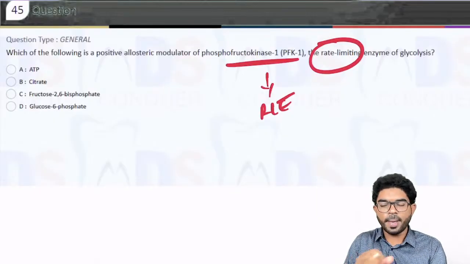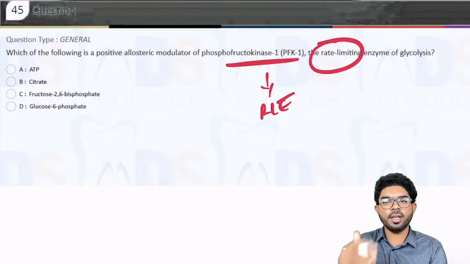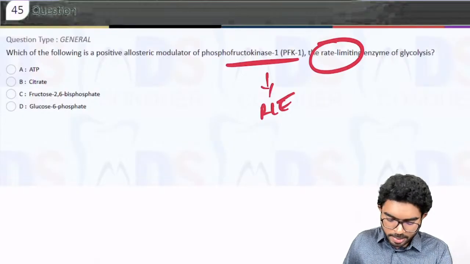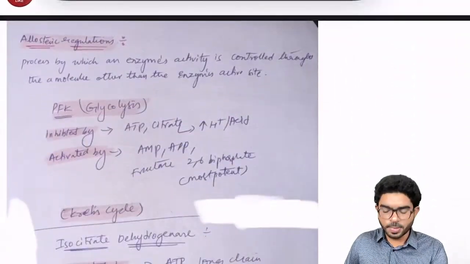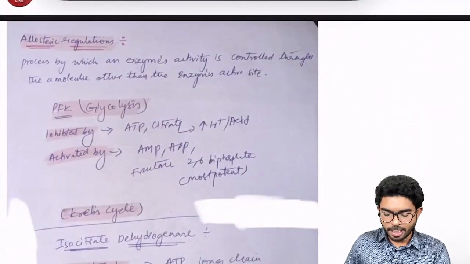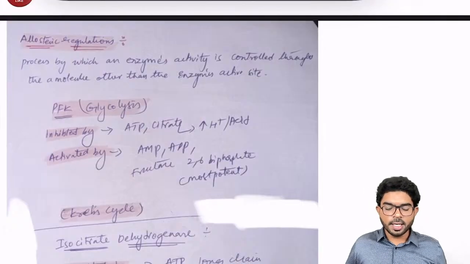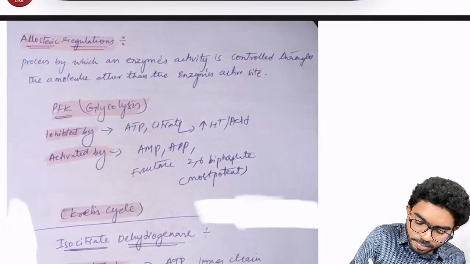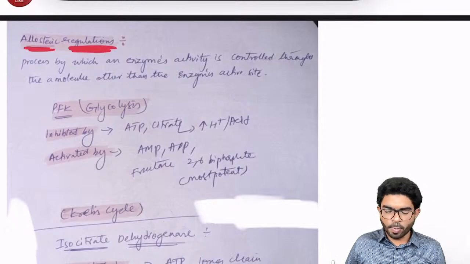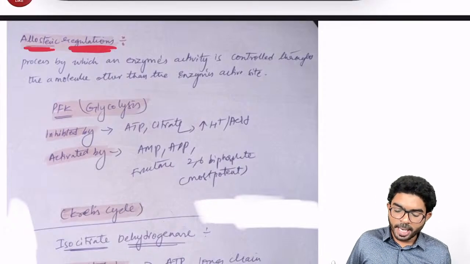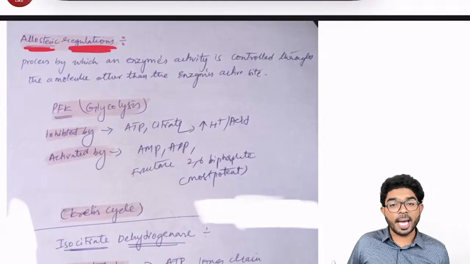Both the first committed step as well as the rate limiting enzyme of glycolysis is going to be PFK. Now I have given these notes, which are being shared in your WhatsApp groups. I told you, right? These are allosteric regulations which you have to make a note of, very important notes: a process by which an enzyme activity is controlled through a molecule binding at a site other than the enzyme active site.